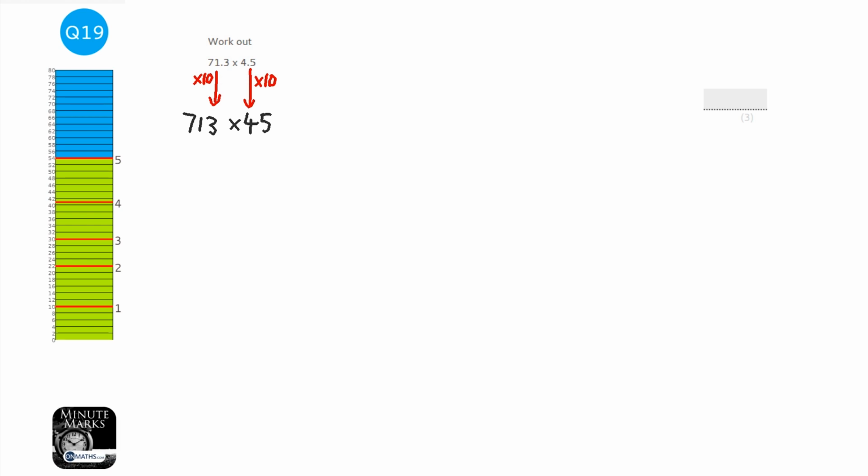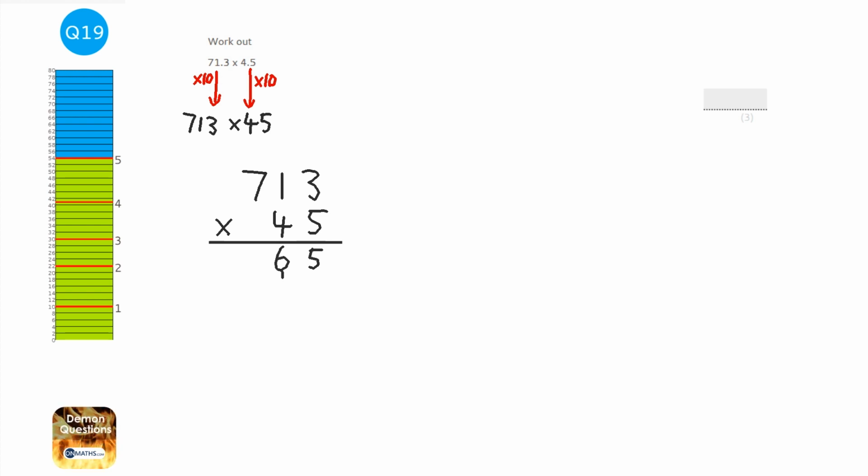So there's multiple ways you can multiply these together. You can use the grid or column or whatever method you feel comfortable using. So let's put these in a column. But again, there's no additional marks if you do one way or the other. Okay, so 5 times 3 is 15. Carry the 1. 5 times 1 is 5. Add the 1 is 6. 5 times 7 is 35.